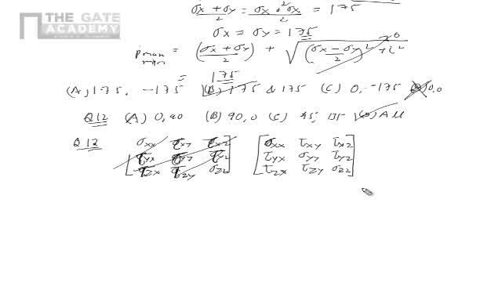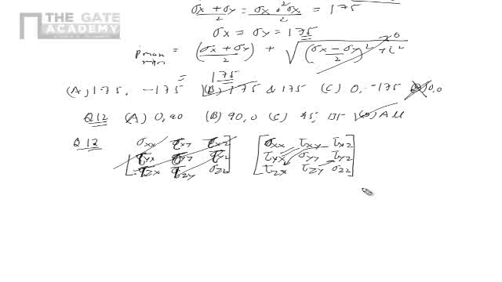Now prima facie it seems that there are 9 elements, 9 independent numbers are required, but that's not correct, because the complementary elements tau xy is same as tau yx. We know that complementary stresses are equal, so this is equal to this, similarly this is equal to this, and this is equal to this. So there are only 6 independent numbers which are required.